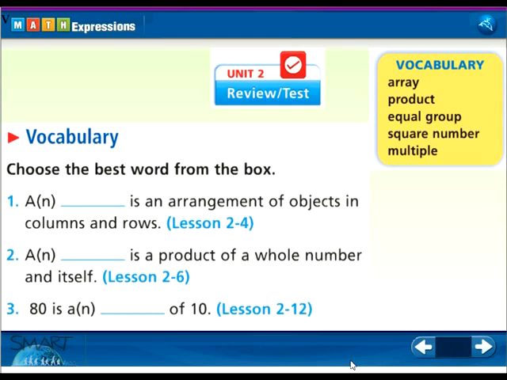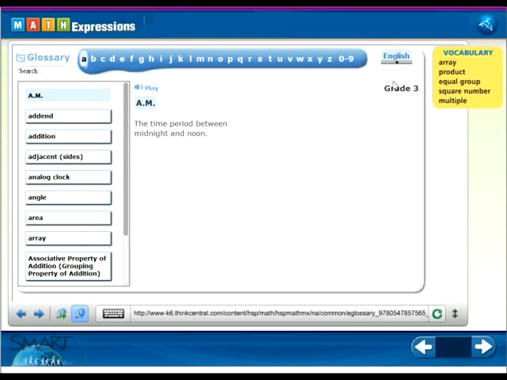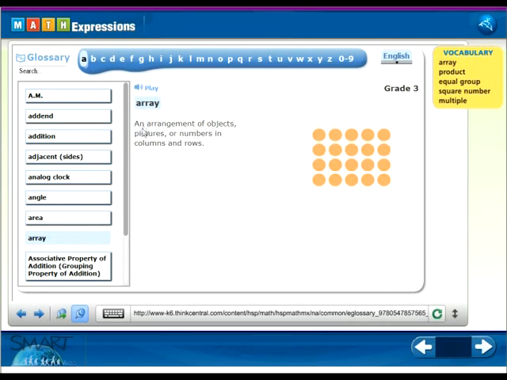Let's look up vocabulary. One of your activities will be to look up these vocabulary words: what an array is, what a product is, what an equal group is, and what a square number and multiple are. But there's only 3 definitions on your assignment tonight. Let's do it this way by looking in the glossary.